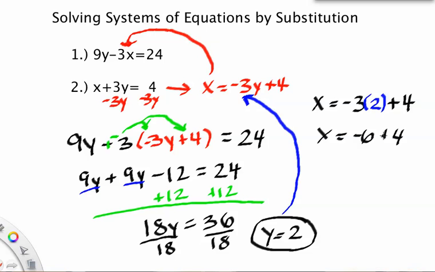Same signs add them up, different signs subtract. Different signs subtract. 6 minus 4 is 2. Keep the sign of the larger number. This is the larger number, it's a negative. So I'm going to get x equals negative 2.